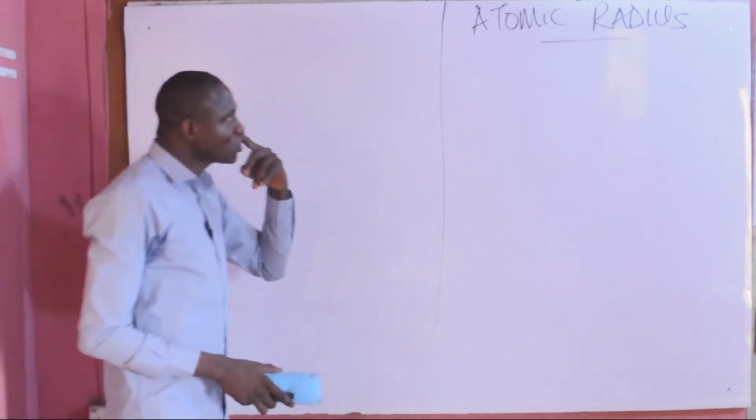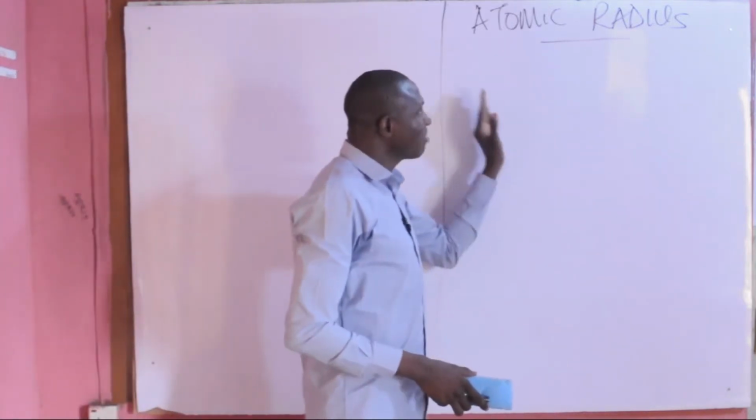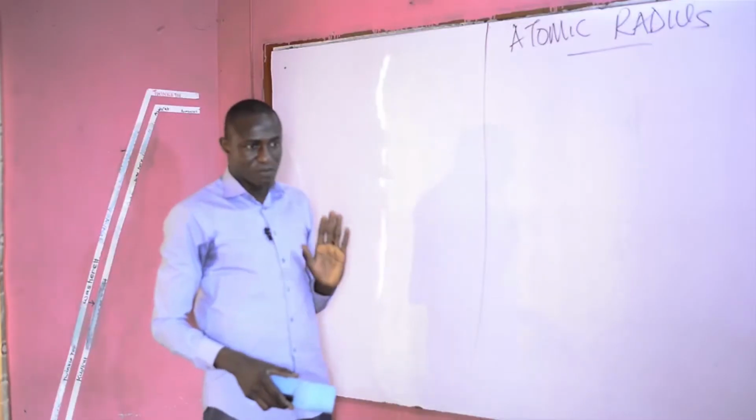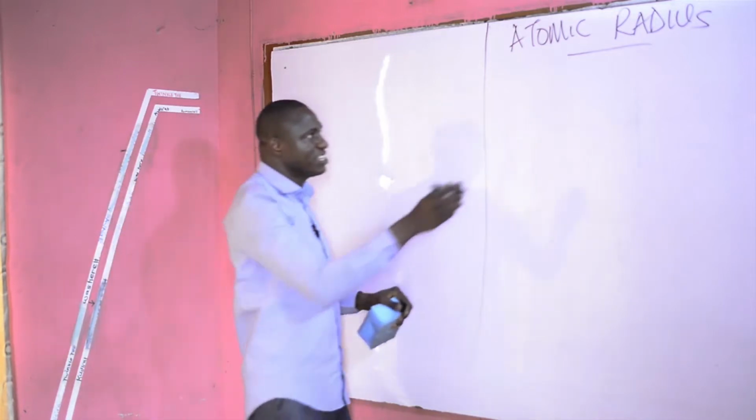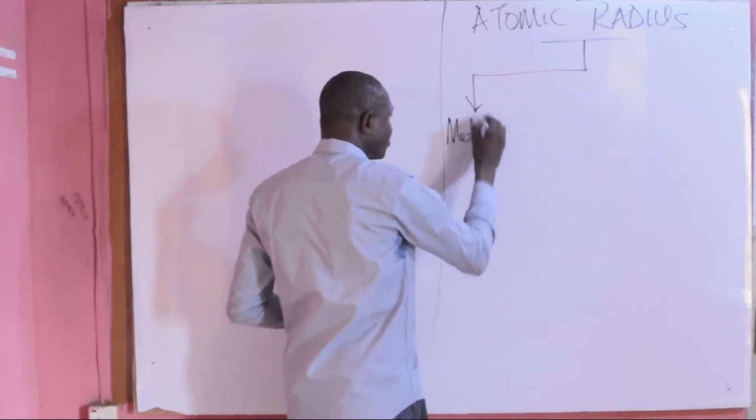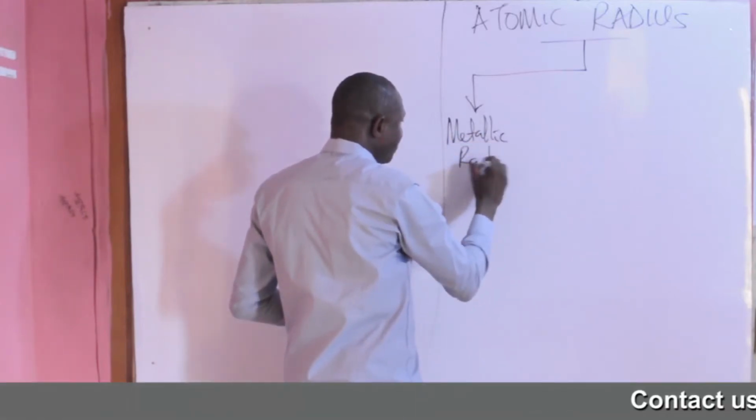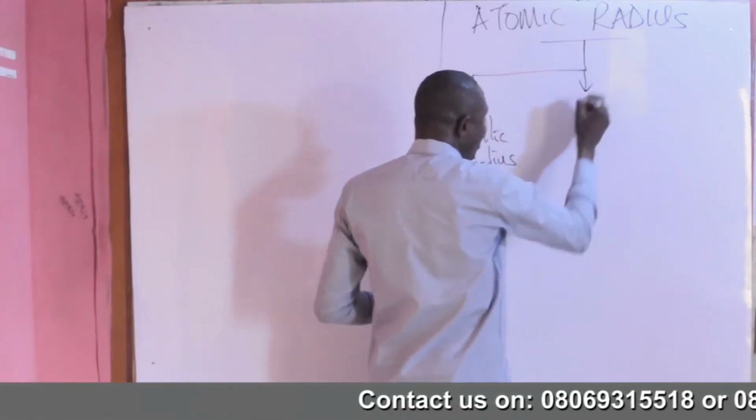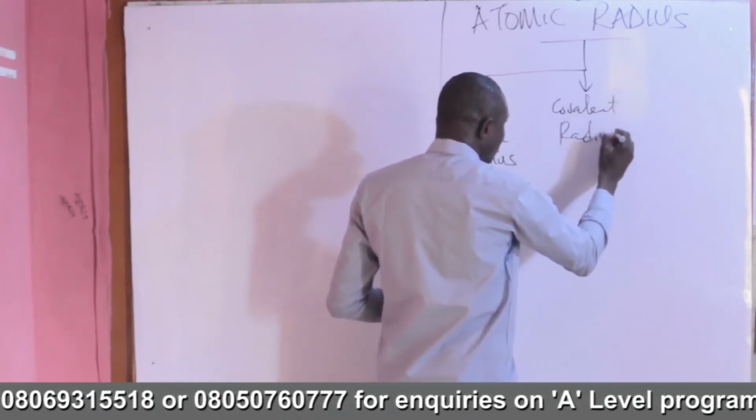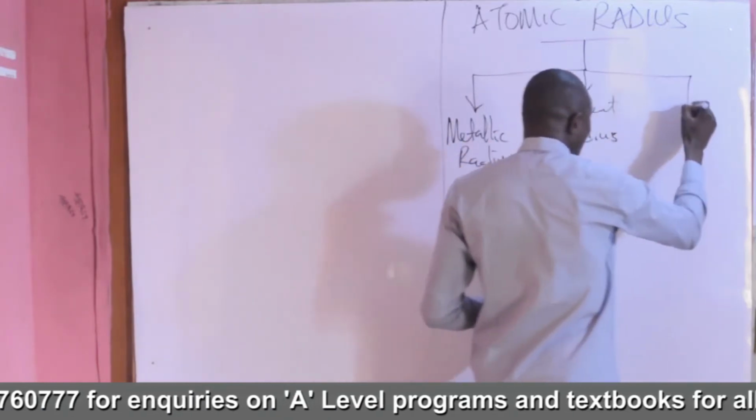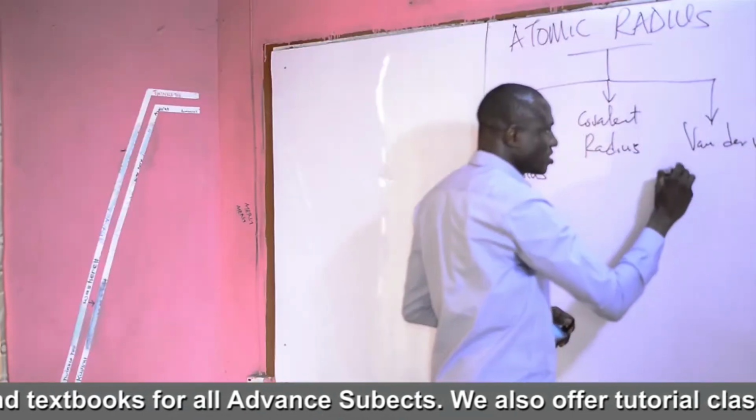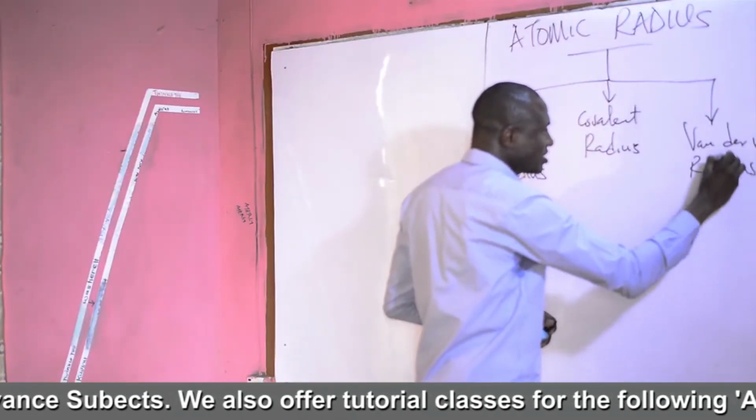The atomic radius or size of an atom is half of the distance between the nuclei of two atoms in a molecule. And this is divided into three. We have the metallic radius, as the name implies. Then we have the covalent radius. And we have the van der Waals radius.